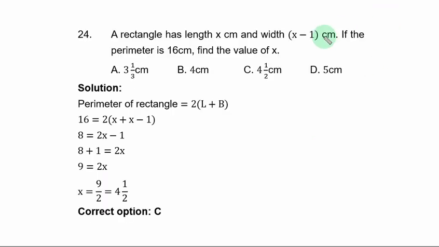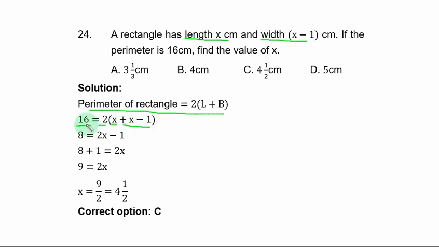Question 24. A rectangle has length S cm and width S minus 1 cm. If the perimeter is 16, find the value of S. Perimeter of a rectangle is equal to 2 bracket open length plus breadth. The perimeter is 16 equal to 2, the length is S plus the breadth S minus 1.